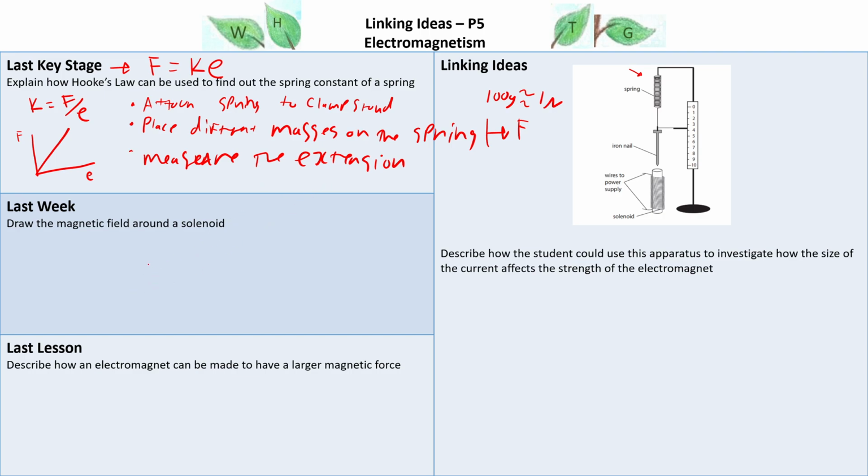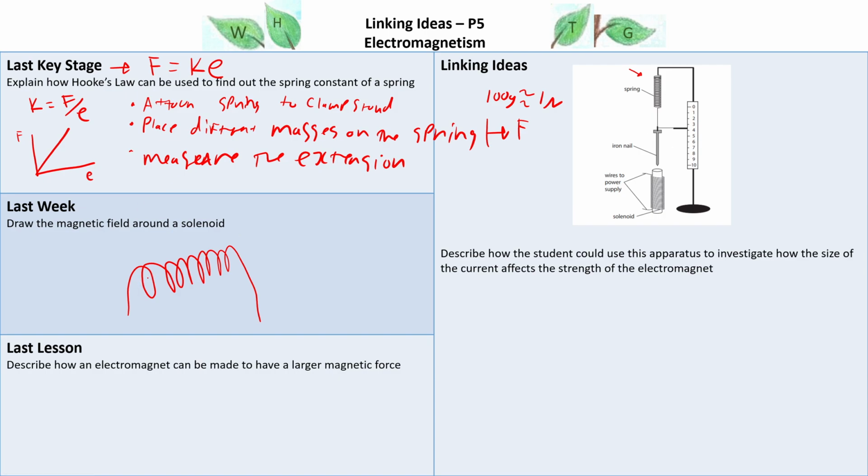Last week: draw the magnetic field around a solenoid. So this one's a bit easier. I'm going to draw my solenoid. There it is. Can I change the color of my pen? I'm not sure if I can. I won't try and do that.